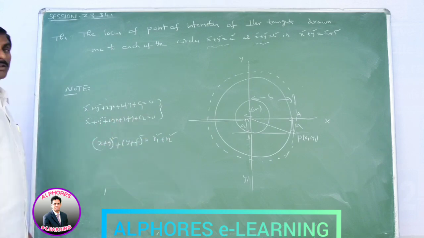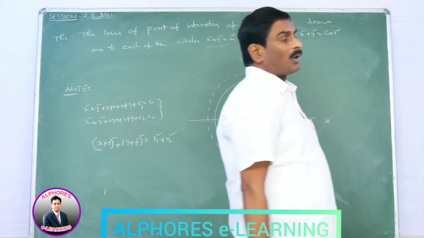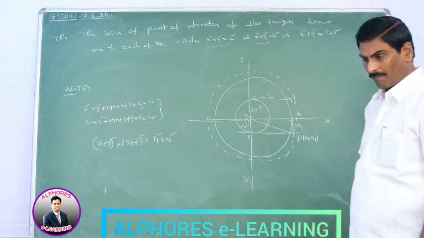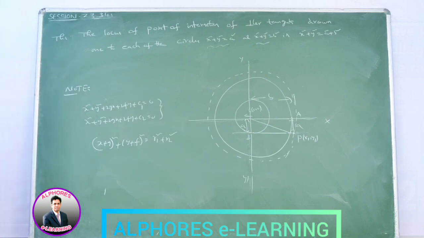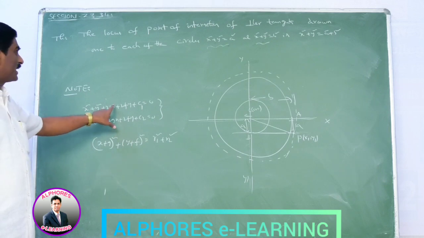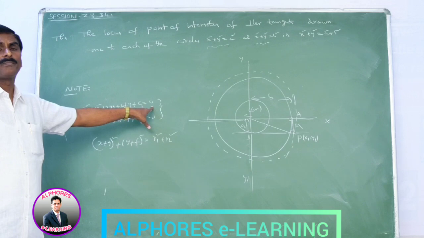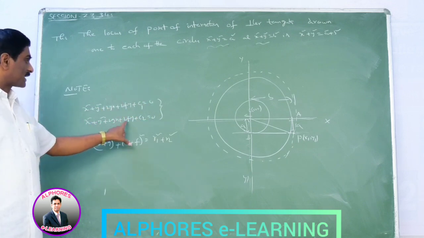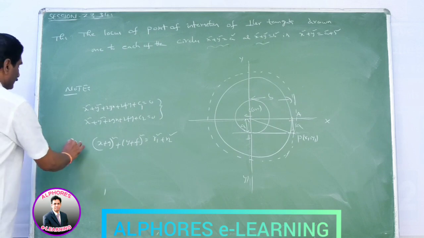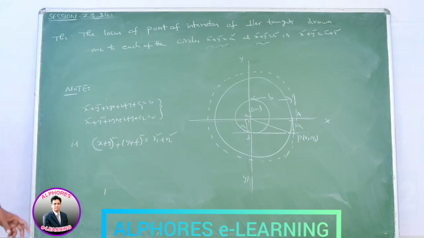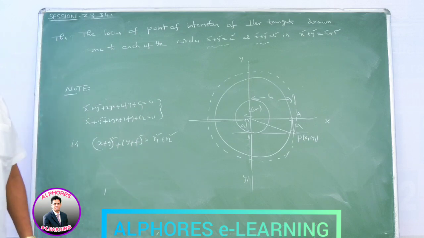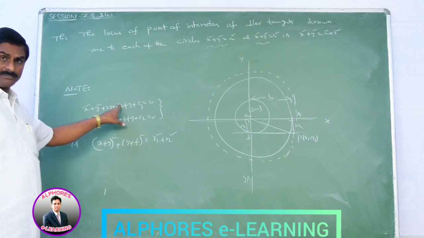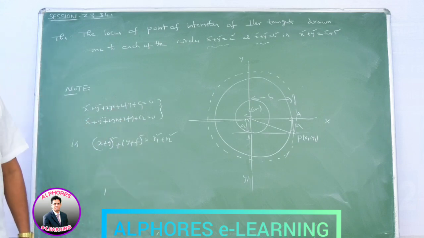Please note this point. The locus of the point of intersection of perpendicular tangents drawn one to each of the circles x square plus y square plus 2gx plus 2fy plus c1 is equal to 0, and x square plus y square plus 2gx plus 2fy plus c2 is equal to 0, is x plus g whole square plus y plus f whole square is equal to r1 square plus r2 square, where r1 is the radius of the first circle and r2 is the radius of the second circle.